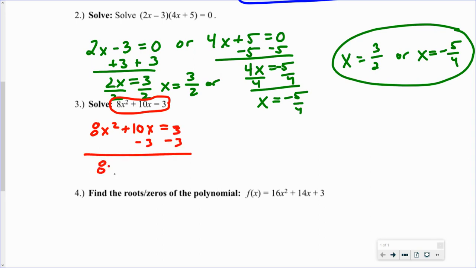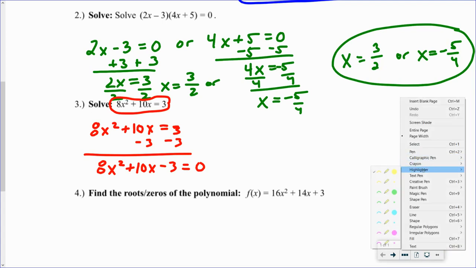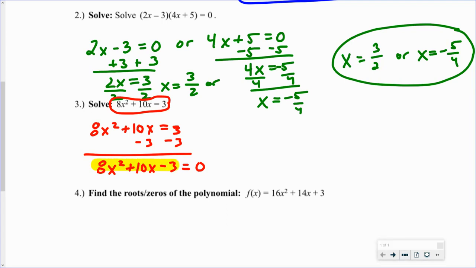And now we've taken and set the polynomial expression equal to 0. Now, here is where we're going to apply the factoring techniques that we learned last week to help us get this expression, which is, and I'll highlight it for you, 8x squared plus 10x minus 3. Convert that from standard form into factored form, and then we can apply the zero product property just like we did in problem number 2.